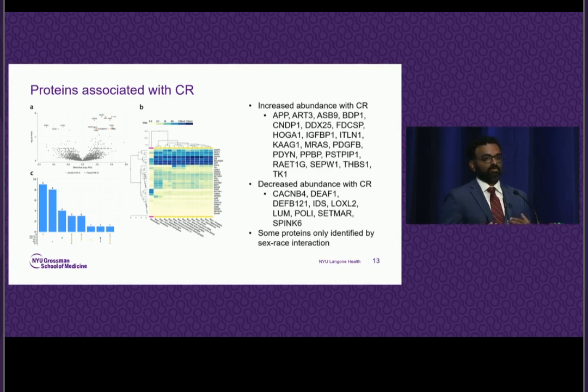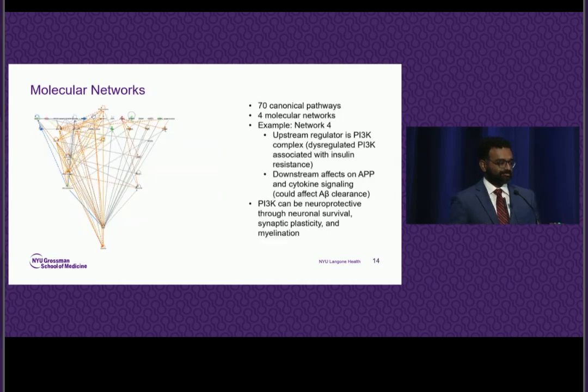Importantly, some of these were only identified by analyses that used sex and race interactions. So some of these proteins were only identified, for example, in women, which is also in line with some of the work in cognitive resilience, where there's some evidence for sex effects when it comes to the impact of cognitive resilience.